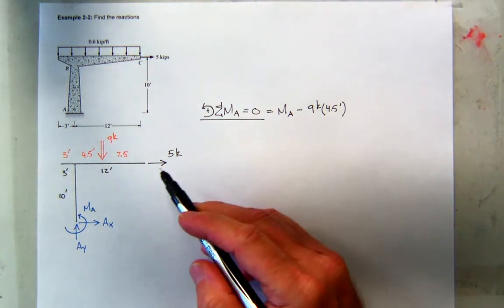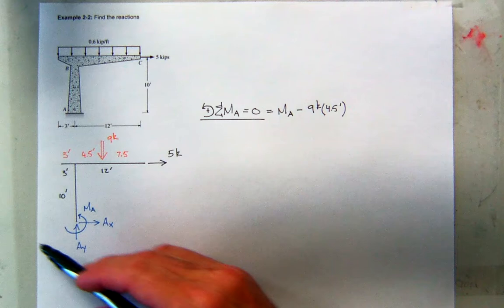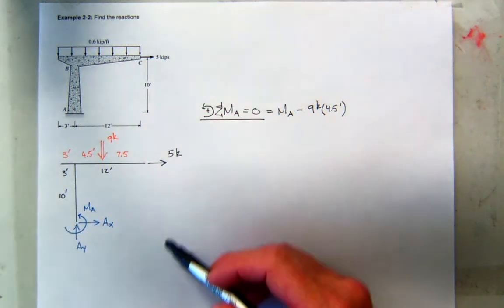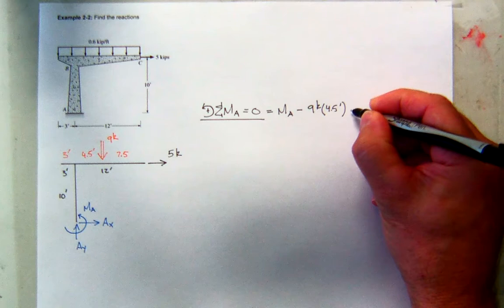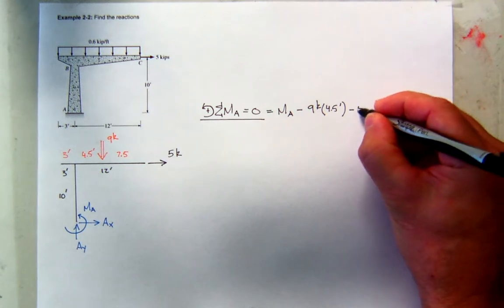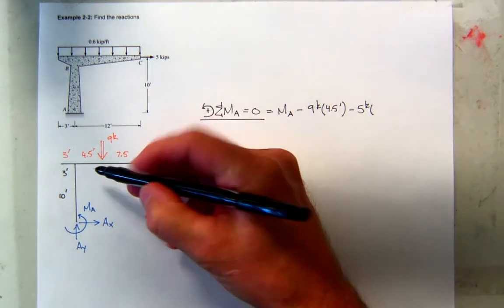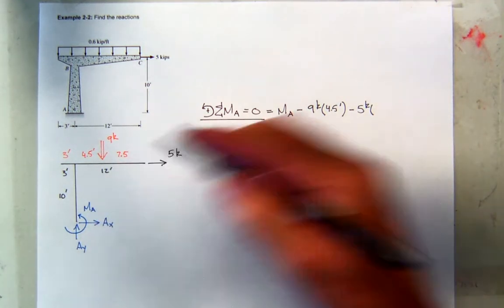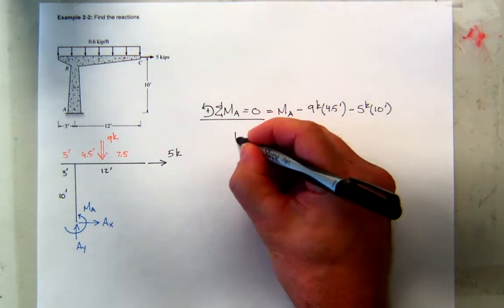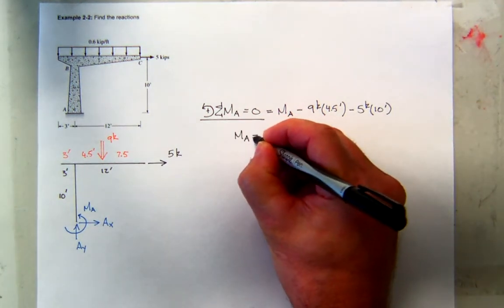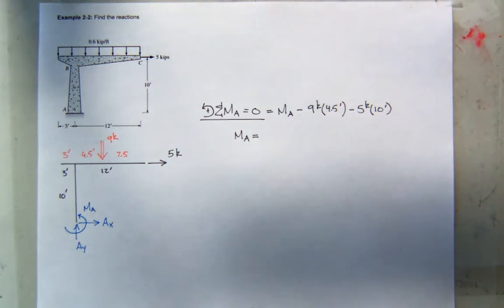And now we've got this 5 kip force. Again, as it rotates around A, it's going to move what? It's going to be opposite my sign, so it's going to create a negative moment also. And again, force, 5 kips. Distance, the distance here is 10 feet. So I can solve for my moment at A. It looks like my moment at A is going to be positive.